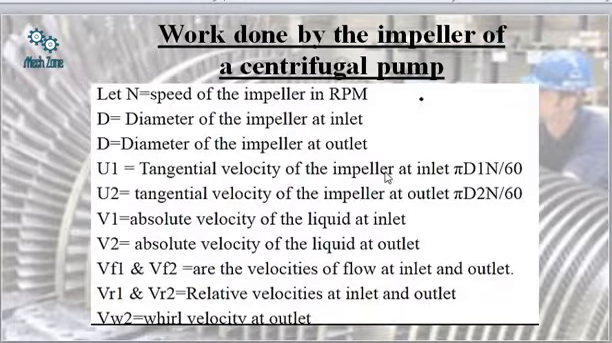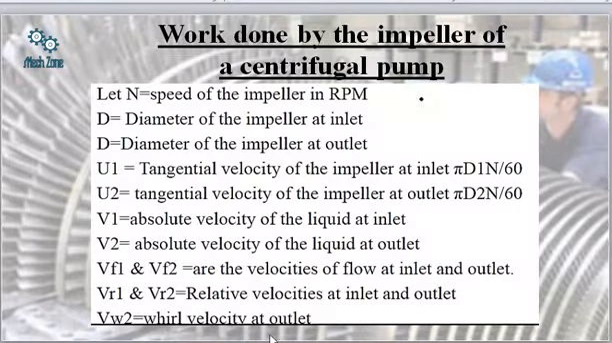U1 is the tangential velocity of the impeller at inlet, pi D1 N upon 60, and U2 is the tangential velocity of the impeller at the outlet, pi D2 N upon 60. V1 is the absolute velocity of the liquid at inlet. Point 1 corresponds to the inlet position and point 2 corresponds to the outlet or exit condition. Vf1 and Vf2 we have already discussed. They are the flow velocities at inlet and outlet. Vr1 and Vr2 are the relative velocities at the inlet and the outlet.